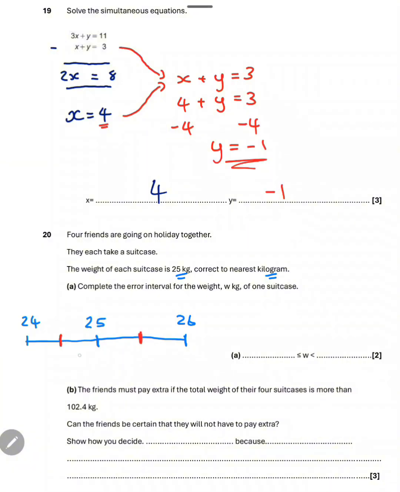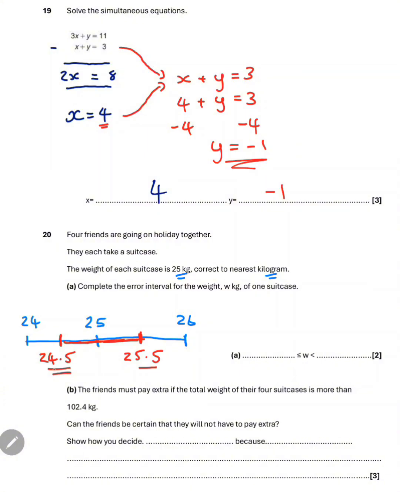These things are called the lower bound and the upper bound. And all it is, is the midway between 24 and 25, which is 24.5. This one is midway between 25 and 26. That's 25.5. These here are all the possible weights that round to 25 when you're doing nearest kilogram. Not including 25.5, but we still write it down as the bound.